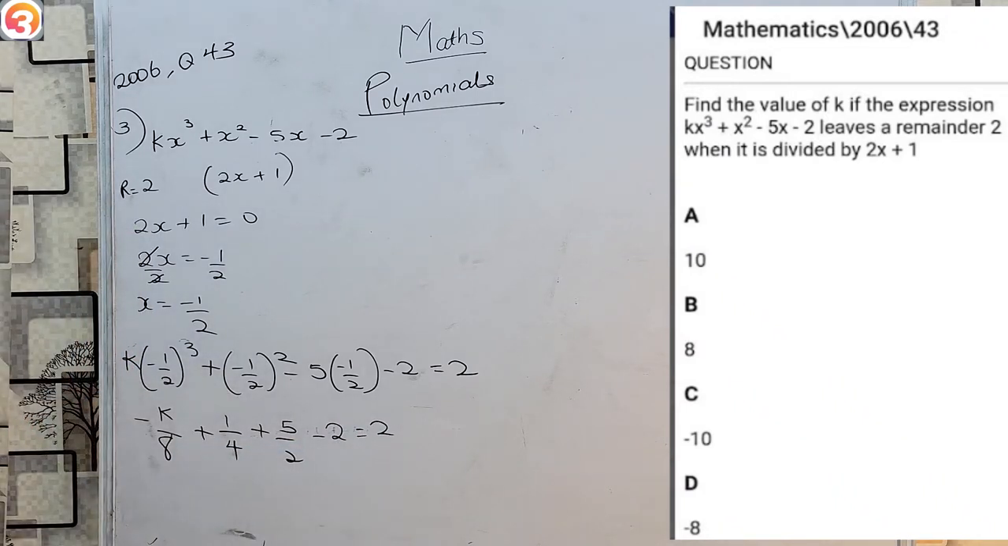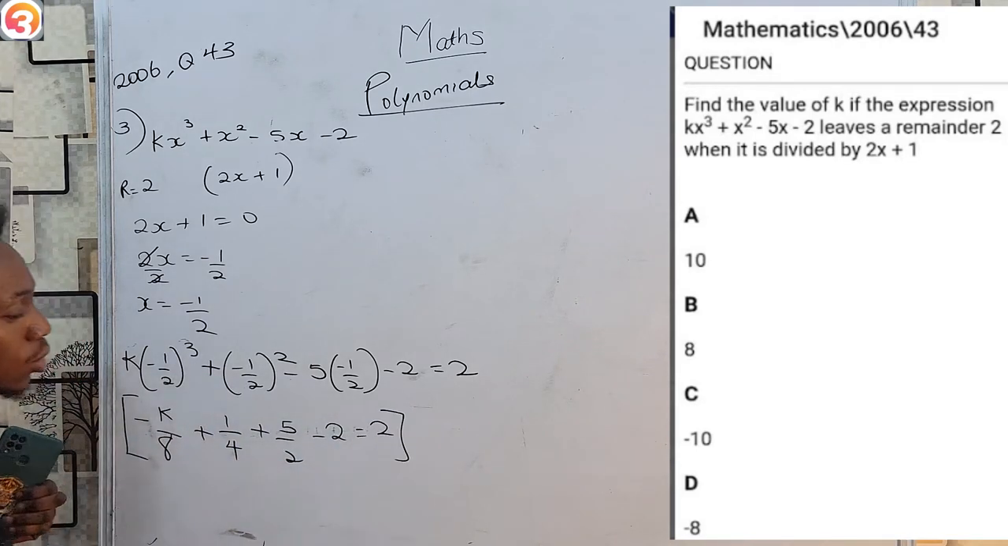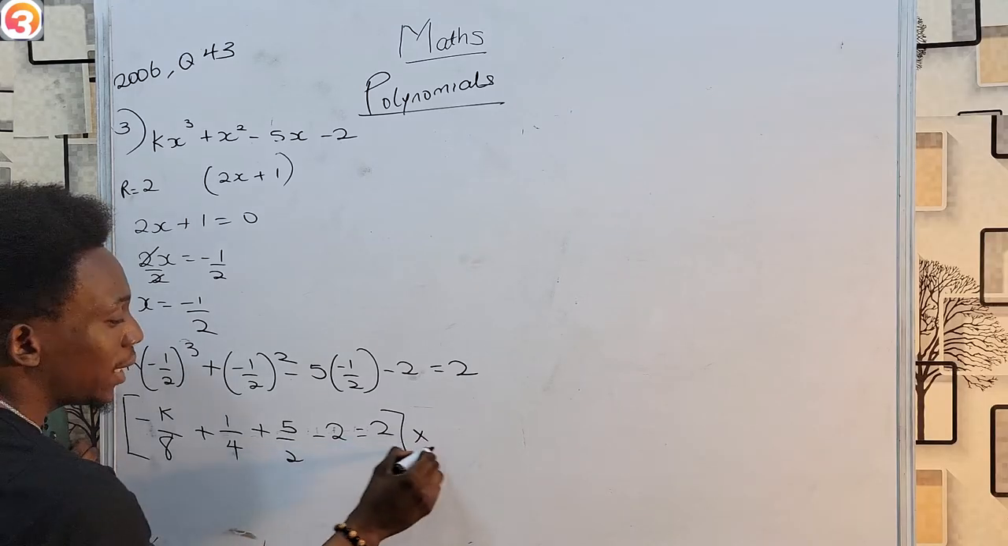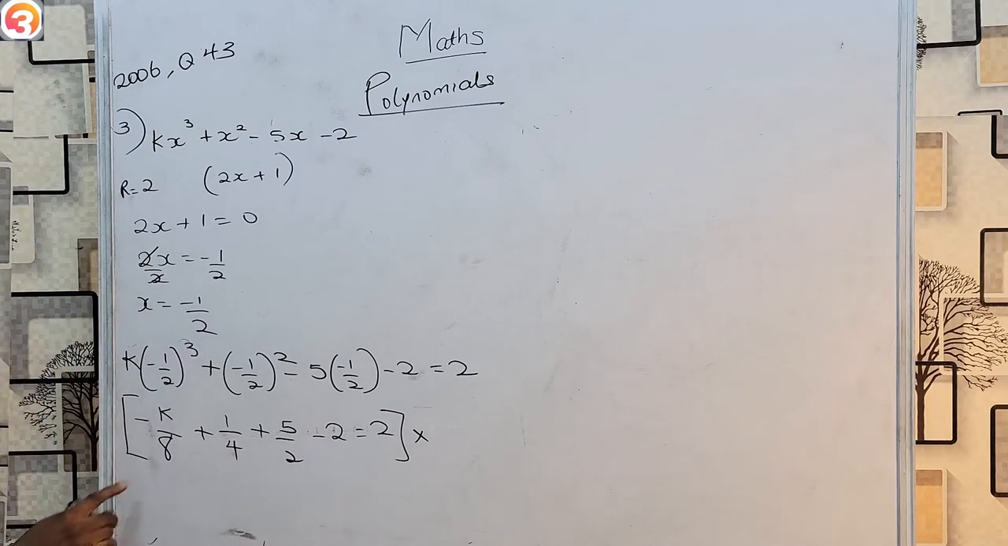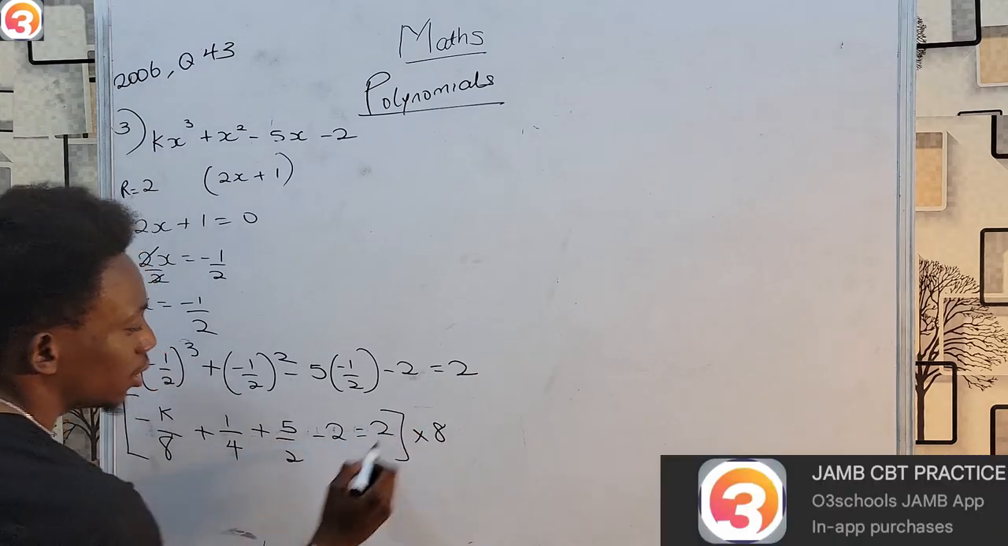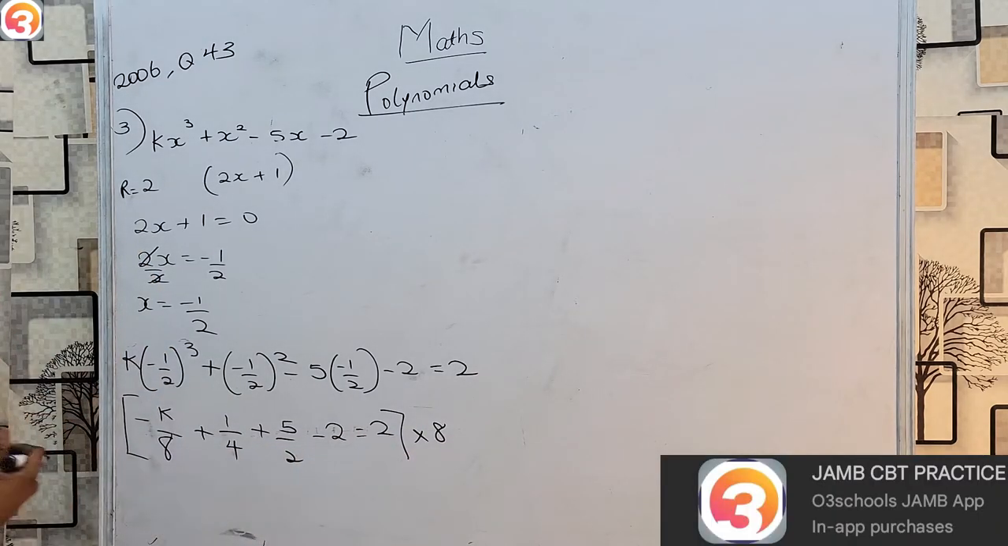Now, there are different ways I could proceed from here. One of the easiest ways, and my personal favorite, is to make everything linear and get rid of these denominators so I can add easily. How do I do so? You multiply by the LCM of everything here. And the LCM is 8. And so I'll multiply every single thing here by 8.